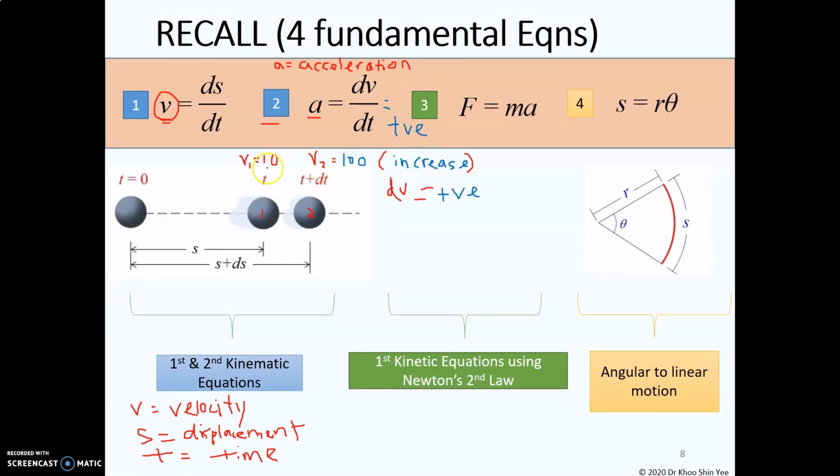If the velocity increases from 10 to 100, then you will obtain positive acceleration. If you have a negative acceleration, you need to be careful that this does not mean that the particle moves backward. So this is wrong. Negative acceleration means that the velocity is decreasing with respect to time.